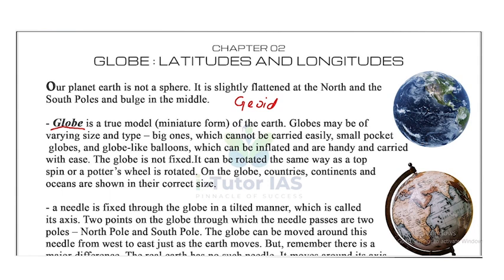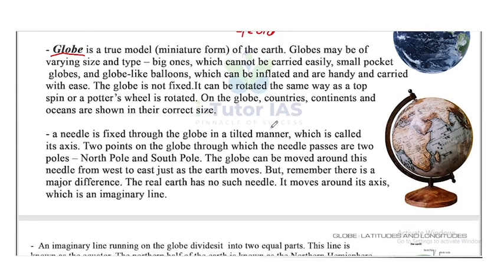Now, moving forward, a needle is fixed through the globe in a tilted manner, which is called its axis. Look at here, this is a globe and this is a needle. A needle is fixed through the globe in a tilted manner, which is called its axis. So what is this? It is the axis. This is the axis of the globe.